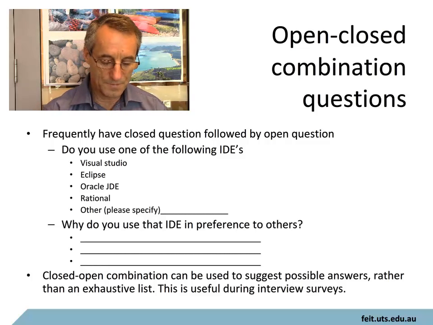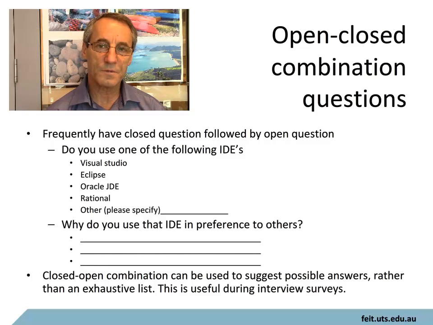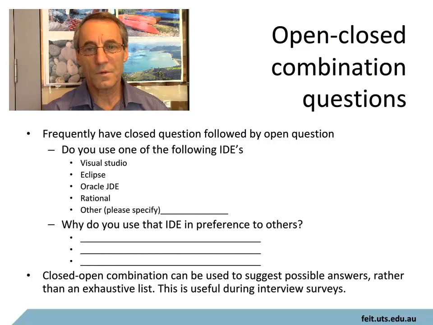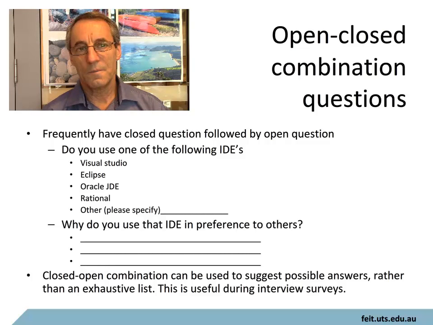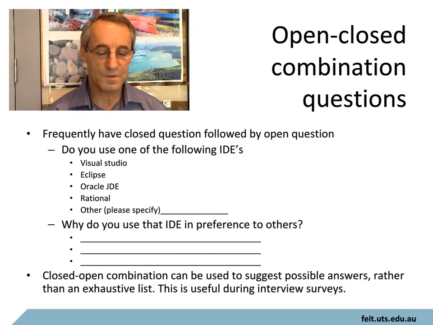That's a good question. So closed-open combination can be used to suggest possible answers rather than an exhaustive list, and it's useful during interview surveys. It's very useful because a lot of the time with so many things, you'll find that although the actual list of possibilities is quite large, the top 4 or 5 is probably going to cover most of the field, and from then on it's very infrequent.